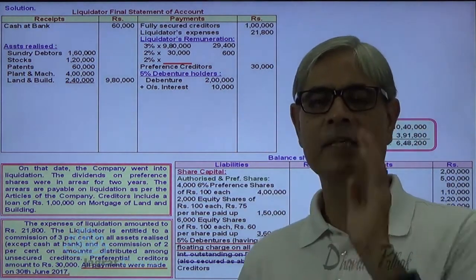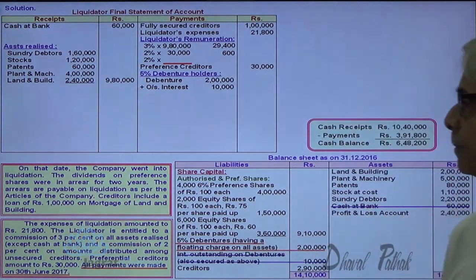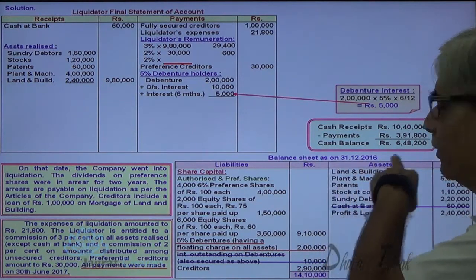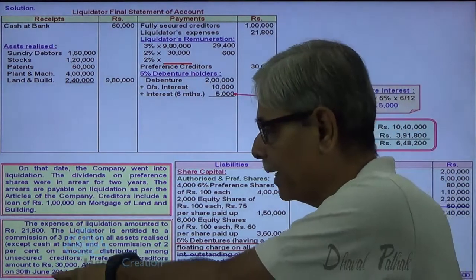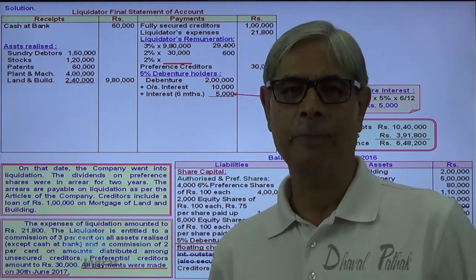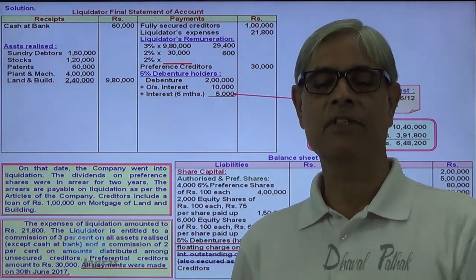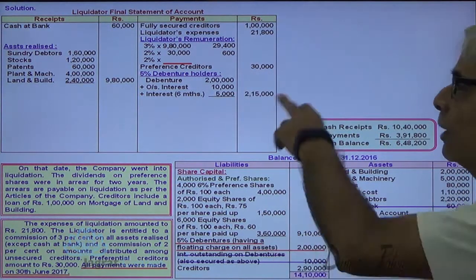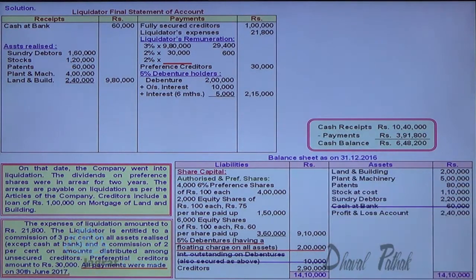So now we should pay 6 months interest to the debenture holders. So on 2 lakhs at the rate of 5% for 6 months. Additional interest to be paid for 6 months because the date of liquidation is 31st of December and the payment is made on 30th June. So 6 months interest is to be paid to debenture holders because we have got sufficient funds to pay unsecured creditors. Now this is the payment to debenture holders. Now 5,000 is the additional payment made.